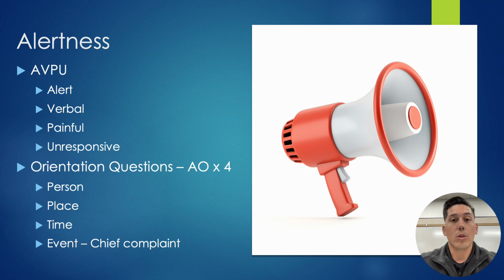If your patient's alert beyond unresponsive, we want to ask their orientation questions. This gives us a good idea of where they're at mentally, whether they're confused or they're able to talk to us and tell us what's going on in our assessment. So we have to ask them person, place, time, and event. What I like asking them is, hi ma'am, my name is Johnny. What's your name? What city are we in? Do you know what year it is? And why did we call 911?